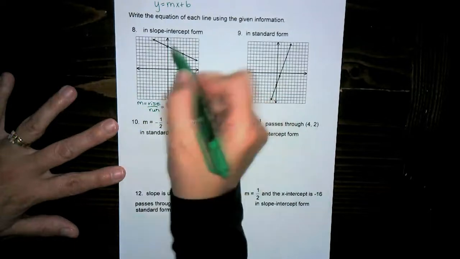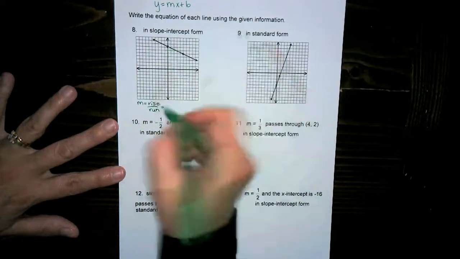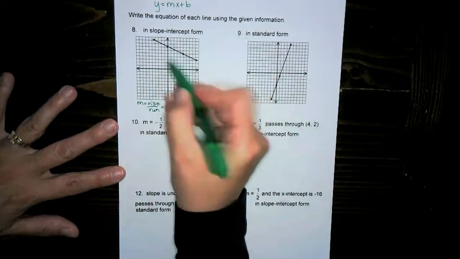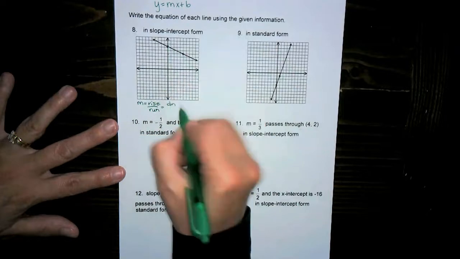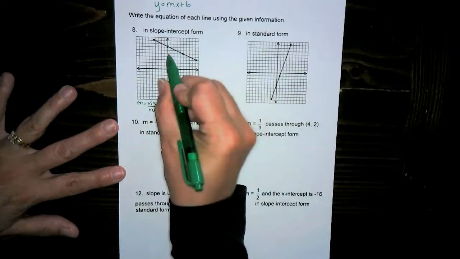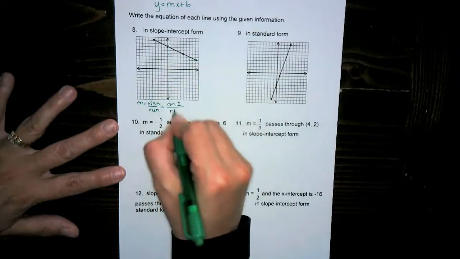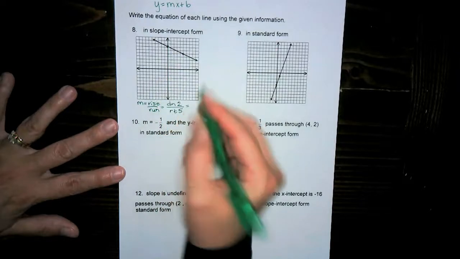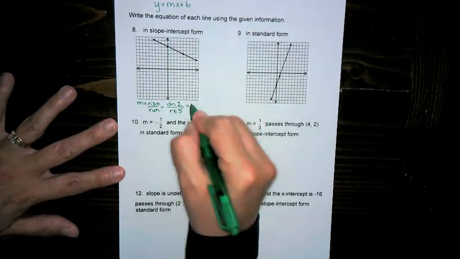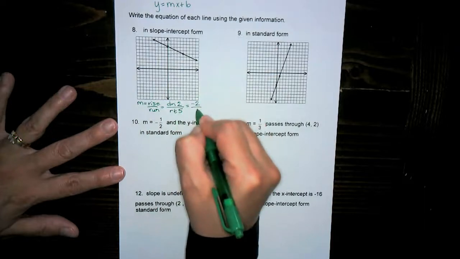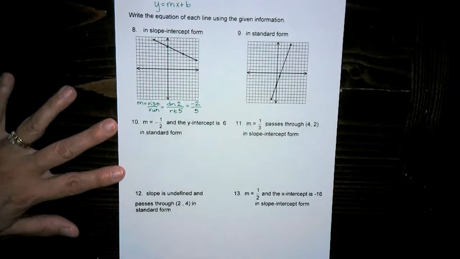So my rise, notice I have to go down. Remember, that's down. Let's see, 1, 2. And then I went right 1, 2, 3, 4, 5. So we went right 5. So what does that mean? Down is negative, so we got -2, and right is positive, so -2/5.